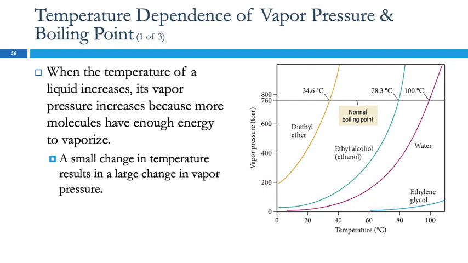We can see that sometimes a small change in temperature will result in a large change in vapor pressure. So like here, just going up, say, 10 degrees, the vapor pressure goes up like 200 torr.